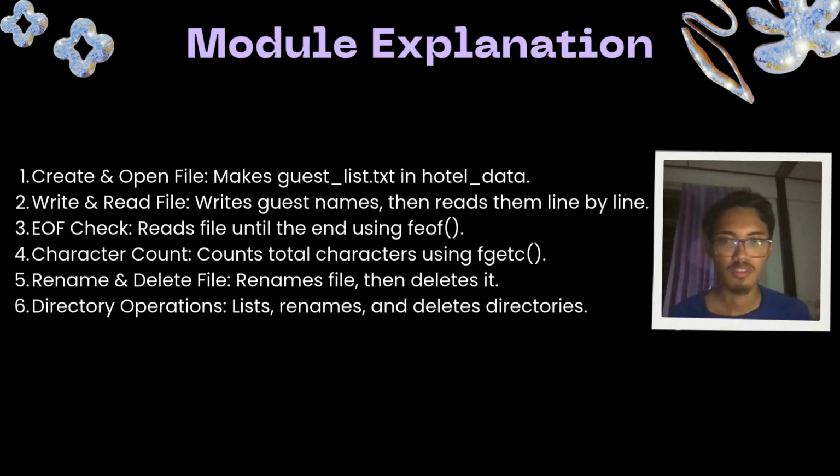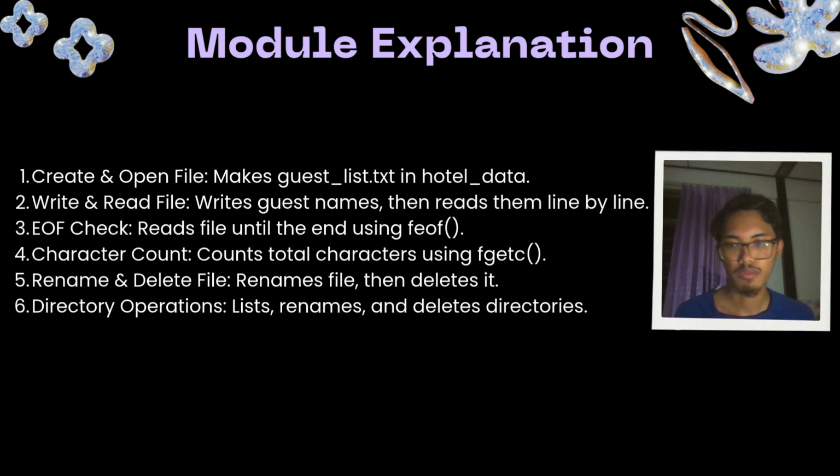Thank you very much. And now for the module explanation. Number 1, create and open file. Make guest list.txt in hotel data. Second, write and read file. Write guest names, then read them line by line. Number 3, EOF check. Read file until the end using feof(). Number 4, character count. Count total characters using fgetc().